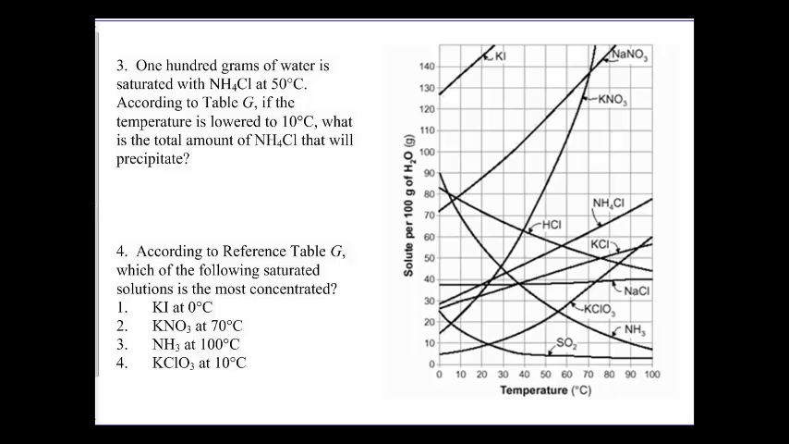All right. Let's look at number 3. 100 grams of water, that's good, I can use the chart as is, saturated with NH4Cl at 50 degrees. Let's see how much that is. 50 degrees, NH4Cl. What is that? Right there. That's about 52 grams, would you say?